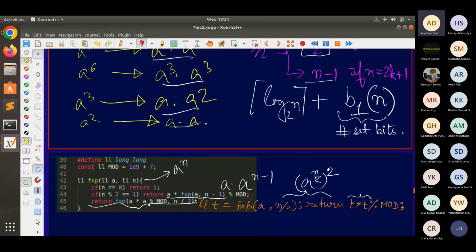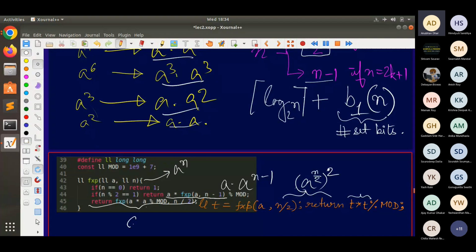So here I'm just writing it as a power 2, to the power n by 2. So here you have a power 2, and here you have n by 2. So this is also the same thing. You will see that. Is this clear?